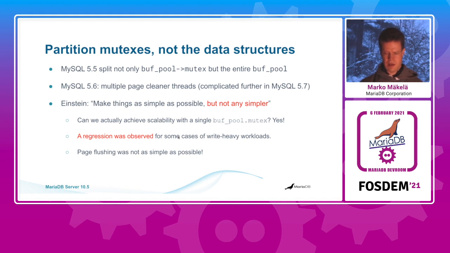Also, I think that it's a good idea to partition mutexes that control access to global data structures, but the data structures themselves shouldn't be partitioned if they really are global in nature. So for example, in MariaDB 10.5, we have a single redo log file and we have a single buffer pool. Einstein said that things should be made as simple as possible, but not any simpler. Unfortunately, it turned out that there was a pretty bad regression in some write-heavy workloads, and we had to make the page flushing as simple as possible. It wasn't previously.